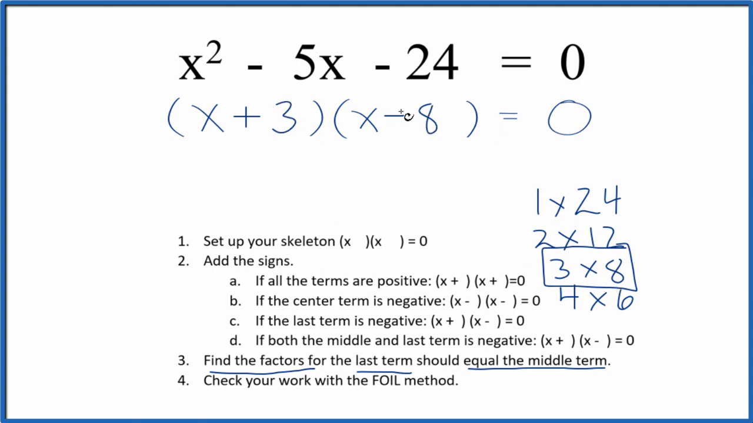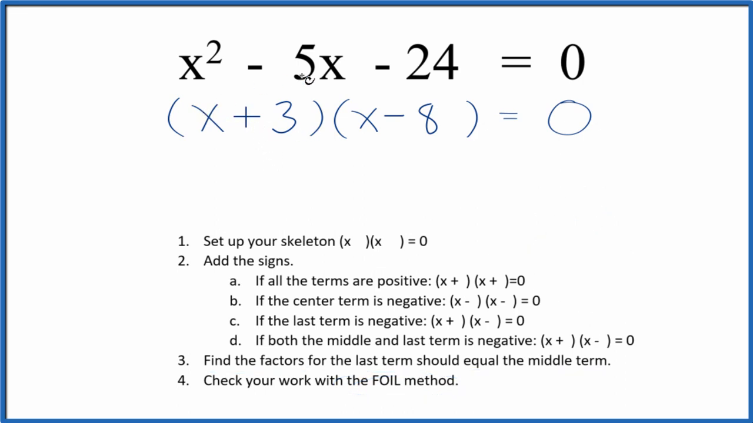So 3 times negative 8, that gives me the negative 24. And then this negative 8 and 5, if I add these together, I just get negative 5. So we've correctly factored this equation x squared minus 5x minus 24. But let's check our work quickly with the FOIL method. So we'll multiply the first terms, the outside, the inside, and then the last.